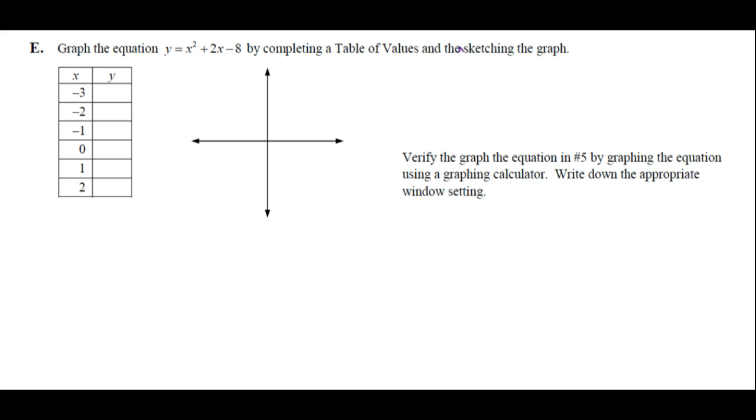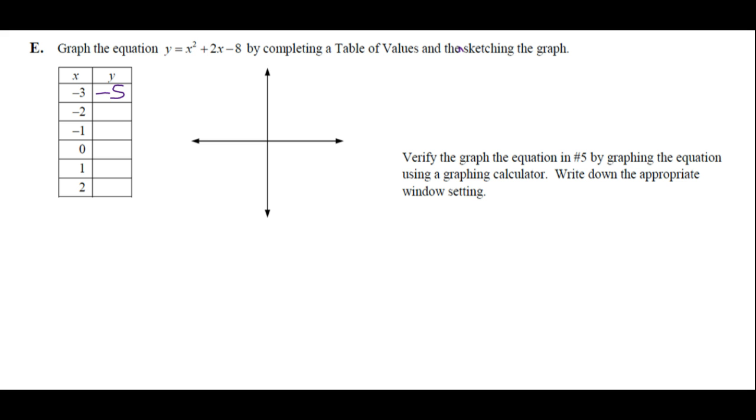I'm just going to do it in my head. So what's negative 3 squared? 9. So we've got 9. What's 2 times negative 3? That's going to be minus 6, right? So we have 9 minus 6, which is 3, minus 8 will be negative 5, right? So first line. You can use your calculator for this.